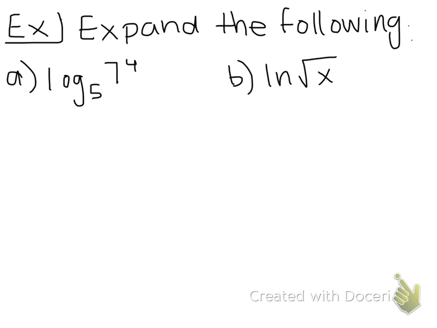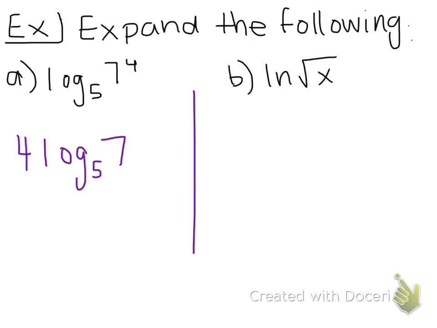So letter A is the power rule. Notice when you look at it, you have 7 raised to the power of 4, and that's why it's not product or quotient, it's power. And all I think I can do is move the 4 in front, and that's as much as I can do as far as expanding.